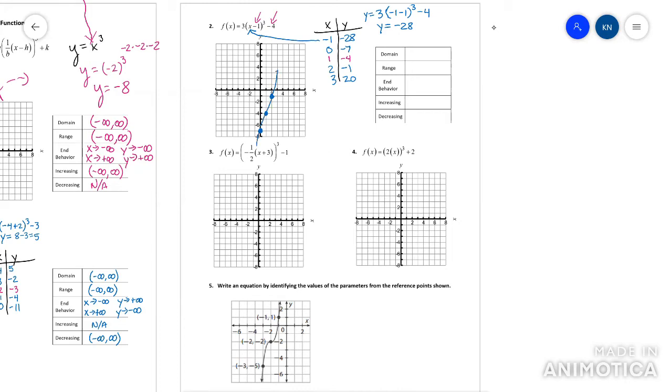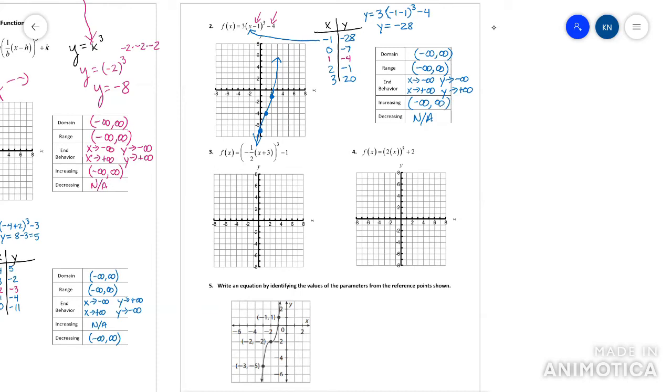Now be careful, it is not a straight line. So you can't draw it as if it's a straight line. It just doesn't look good on this one because it's kind of stretched out. Okay, domain all reals, range all reals. I've talked about why that is. In behavior, if I go left, it goes down. If I go right, it goes up. This line is only increasing. It is not decreasing, and it's increasing from negative infinity to positive infinity on the x-axis.